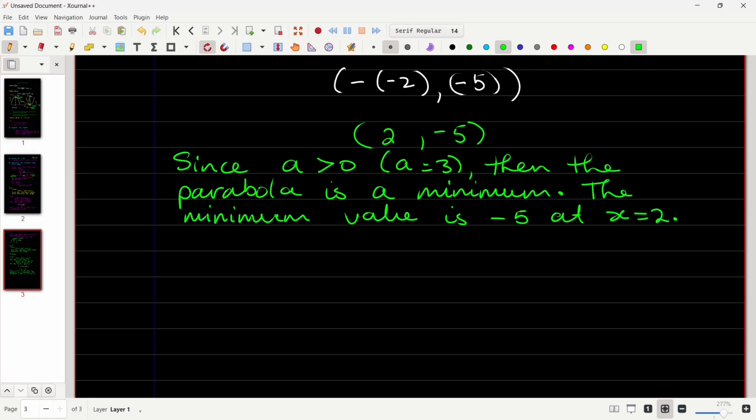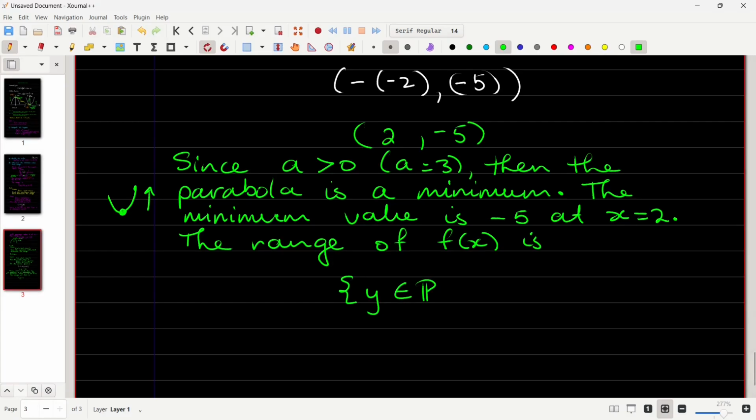And then we can talk about the last part, which is the range, and say that the range of f of x is everything. So since it's a minimum, that means everything above it belongs to the range. So minimums tend to look like this. So this here is my vertex point, and everything above it is the range. So the range of the function is the set of y that are members of the set of real numbers such that y is greater than or equal to -5. All right, so that's the answer for that one.